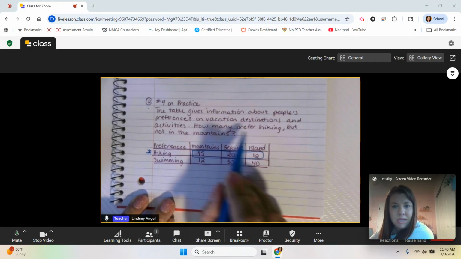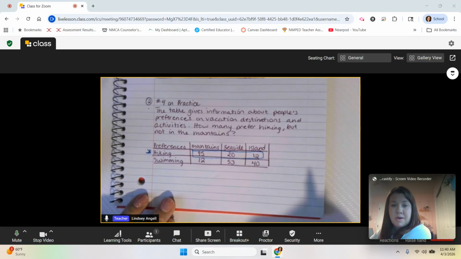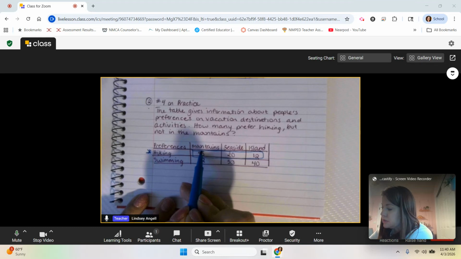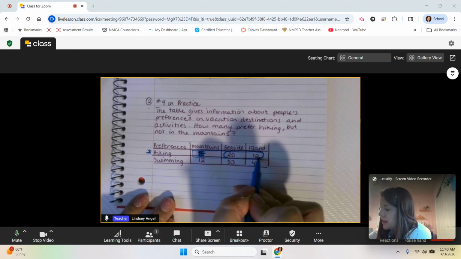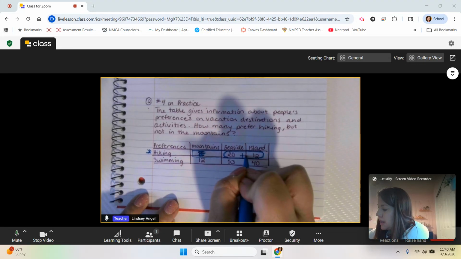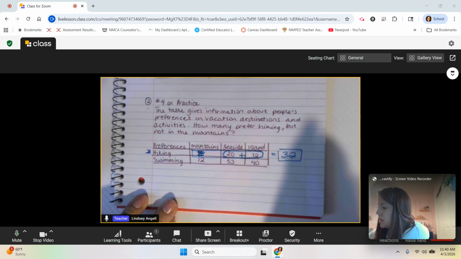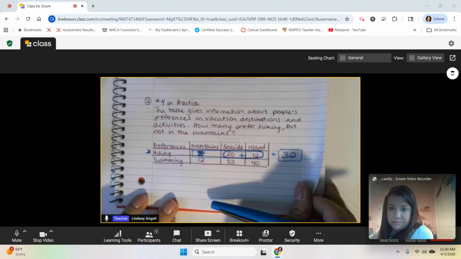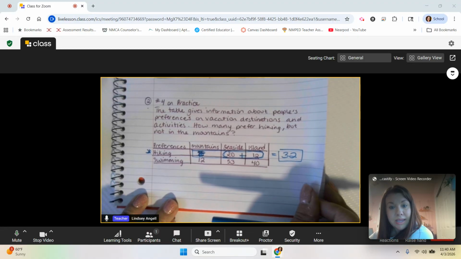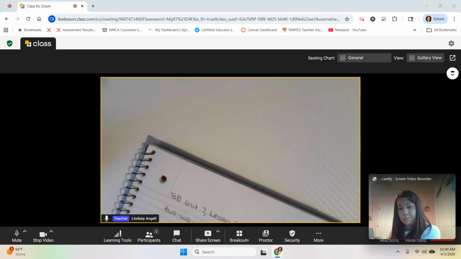But then it says how many prefer hiking but not in the mountains. Well, here's the mountains. We don't want that one. So that's these 2 values here. How many are there? Well, we're going to add them up, and that gives us 32. 32 people preferred hiking, but not in the mountains. All right? I wouldn't mind hiking any one of those places, but I would be with the seaside and island people, too.